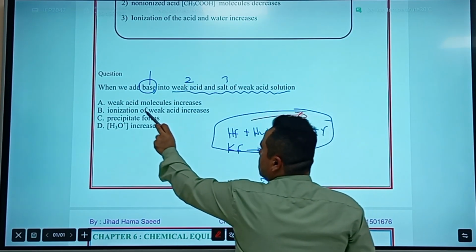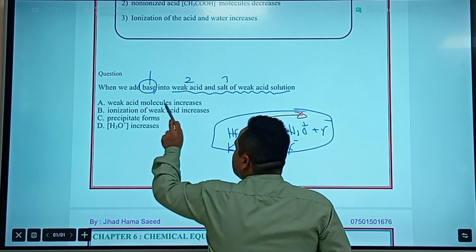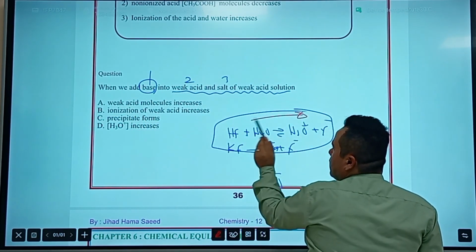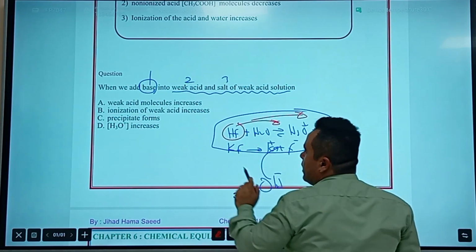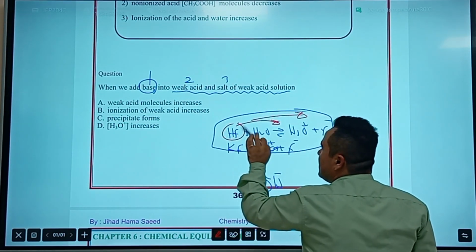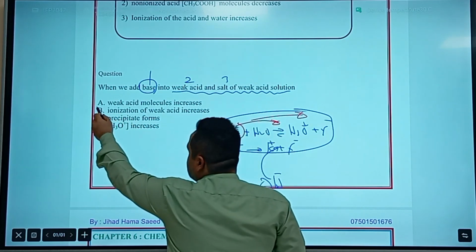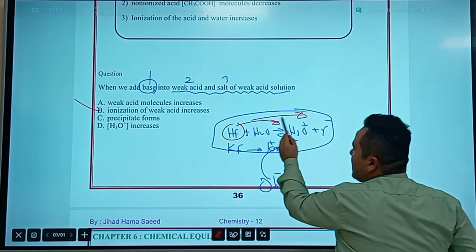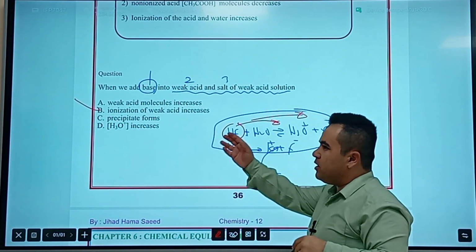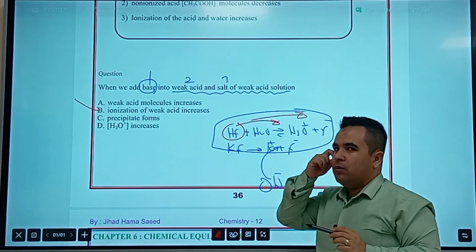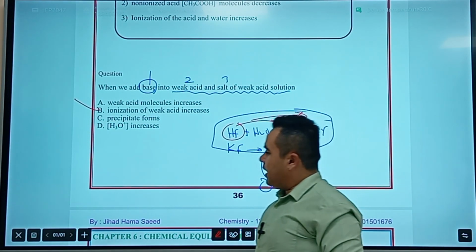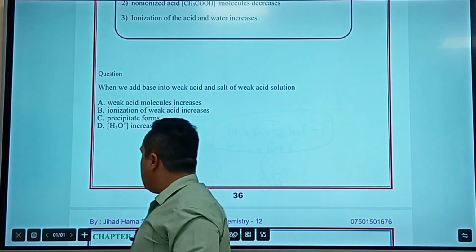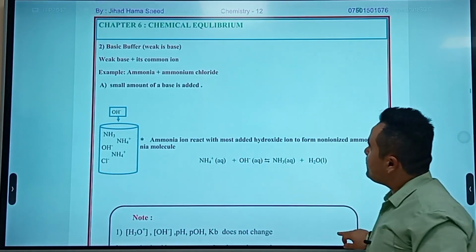Let us talk about what will happen. Do weak acid molecules increase? No, they decrease. Why? Because they must be consumed. Does ionization of the weak acid increase? Yes, this is true. Why? Because the weak acid ionizes more. Will a precipitate form? No. Does hydronium increase? No. In a buffer solution there will not be a change for the hydronium, hydroxide, pH, and pOH.